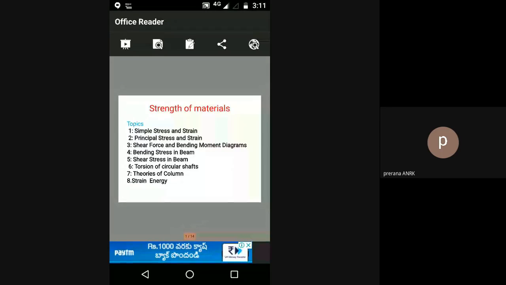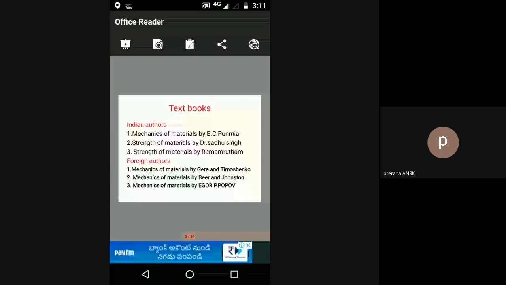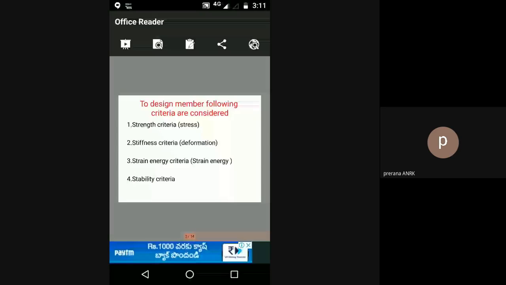But one thing you have to remember: to design any member in the strength of materials, we are going to follow four criteria. What are those four criteria? One is the strength criteria, the second is the stiffness criteria, the third is the strain energy criteria, and the fourth is the stability criteria. To design any member, be it a bar, beam, shaft, frame, any kind of member, we have to follow these four criteria.